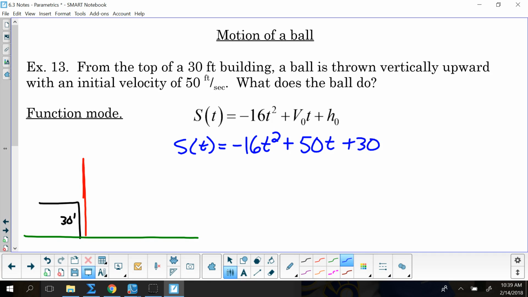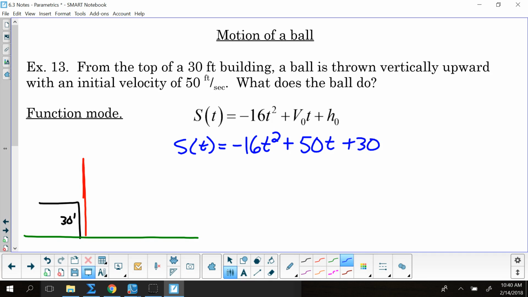Now I can use that algebraic function, and I can say at t equals 0, I can plug 0 into that function, and that ball is 30 feet in the air, because I'm launching it 30 feet in the air. At t equals 1, that would be what? 64 feet in the air. So in the first second, it goes up 34 feet. And so on and so forth.